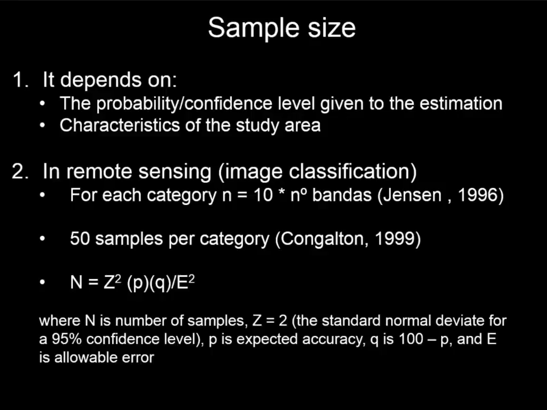In remote sensing, and more specifically in image classification applications, some authors have recommended taking 10 times the number of bands in an image. For example, imagine you are using MODIS data that has 7 bands. You should at least take 70 samples for each category. Another author just states a single number, 50 samples per category. But there is also an equation that says that the number of samples needs to be a function of the confidence level, the expected accuracy, and the allowable error.